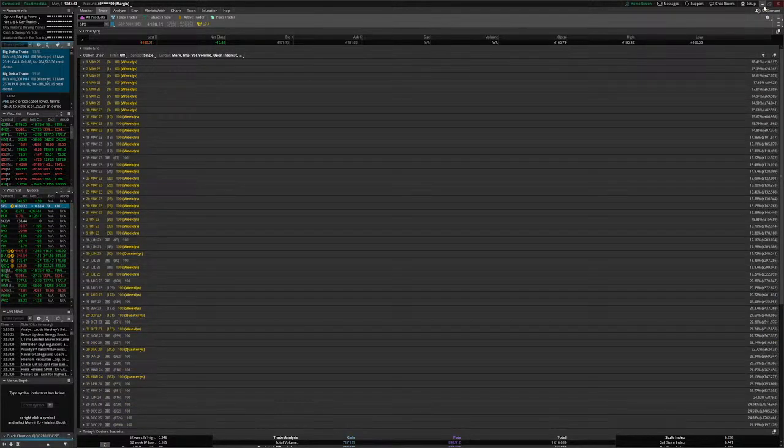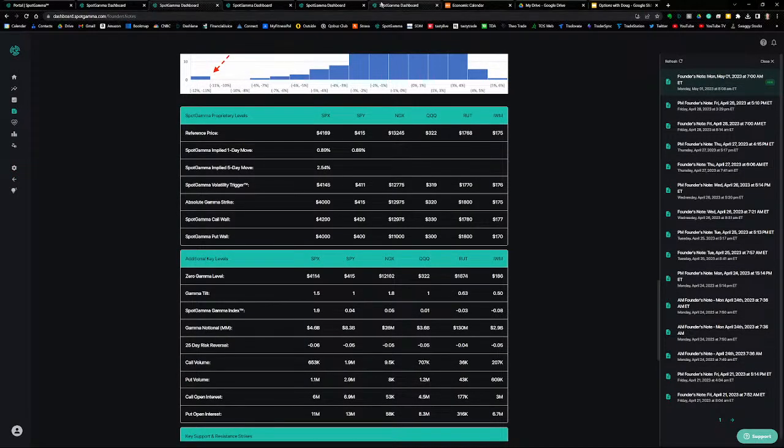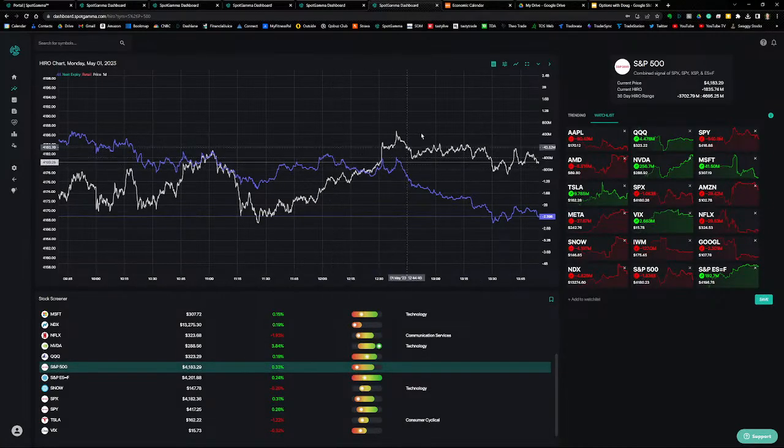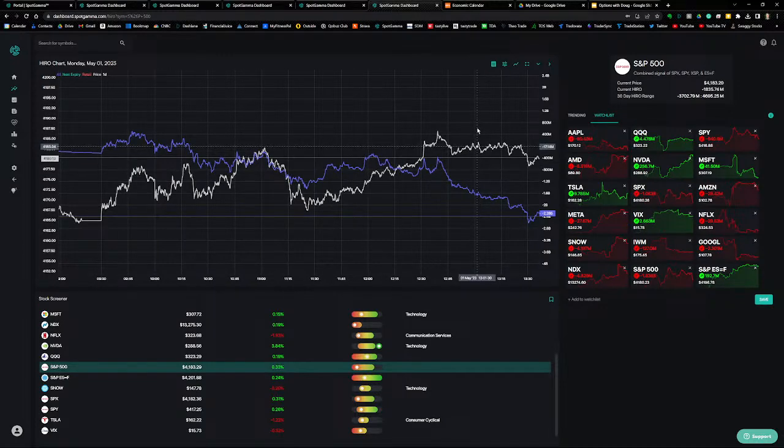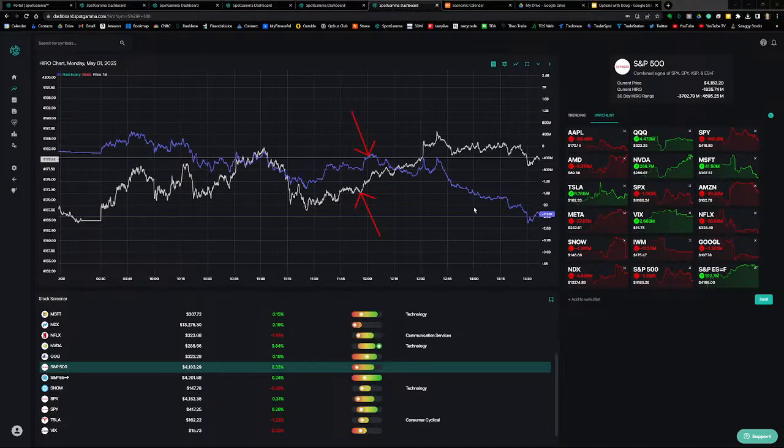All right, let's take a look at some setups. I'm going to start with the S&P 500. And this is the combined signal. This is the Hero signal, hedging impact of real-time options provided by SpotGamma to subscribers. And this chart is showing price with a white line, the Hero signal with the purple line, and this is showing options trades for SPX, SPY, XSP, and ES futures, all into one combined signal. So showing how traders are buying and selling calls and puts, and how market makers are hedging that activity.